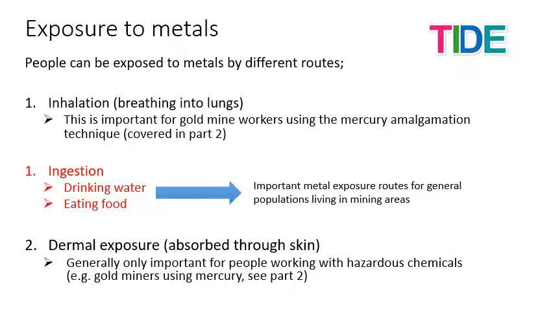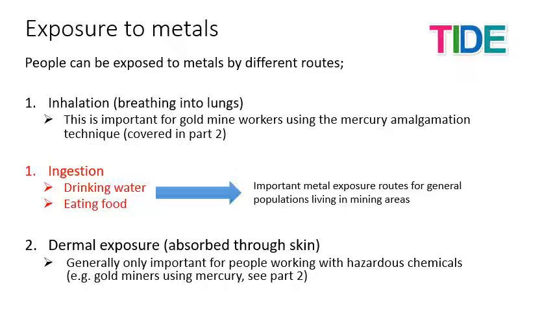So how are people exposed to metals? This can occur through different routes, mainly inhalation, so breathing tiny particles containing metals into the lungs, and these metals can then dissolve and be transferred into the blood. The second pathway through which people can be exposed to metals is ingestion, and so metals in the water that people drink and in the food that people eat. And finally, through dermal exposure, which is the absorption of metals and different chemicals directly through skin to the blood.